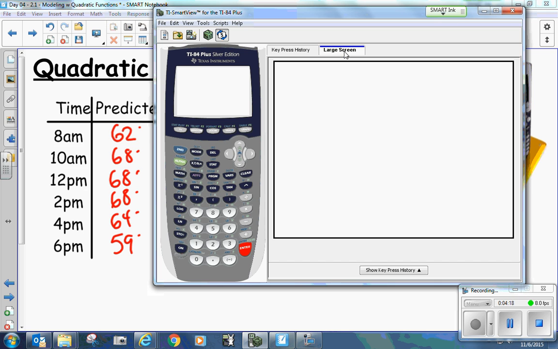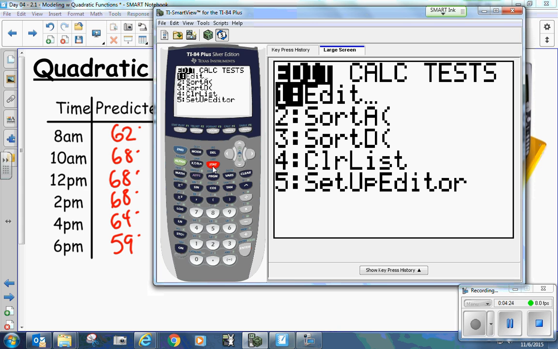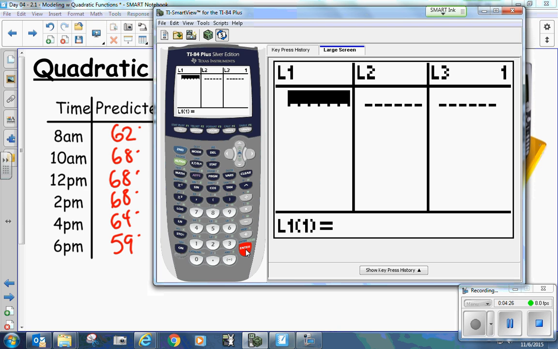Alright, so now, how do I start this whole process for regression? Stat, edit. I hit the stat button, and choice 1 is edit right there. I hit enter. I'm going to put my time into L1. So what's the first thing I type in? 8. What's the next thing? 10. Then 12. Then 14.